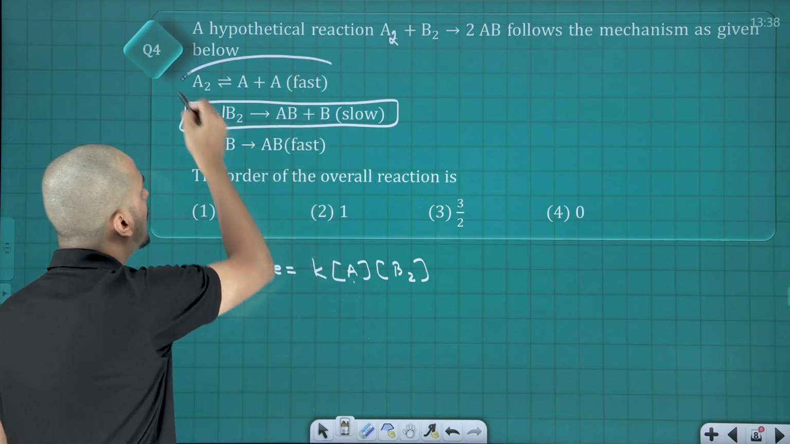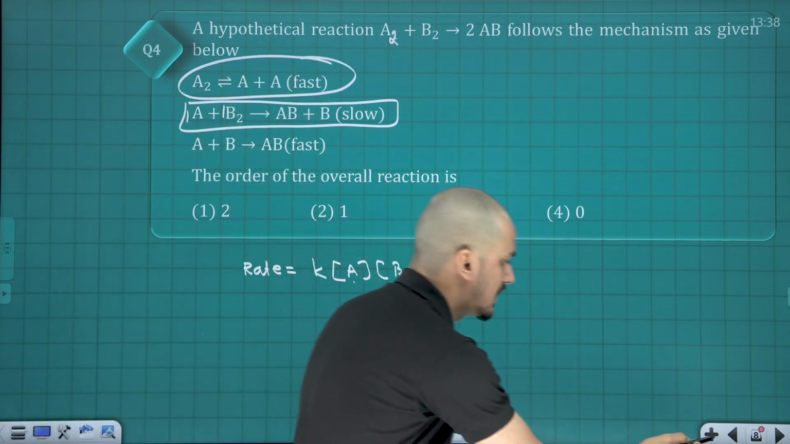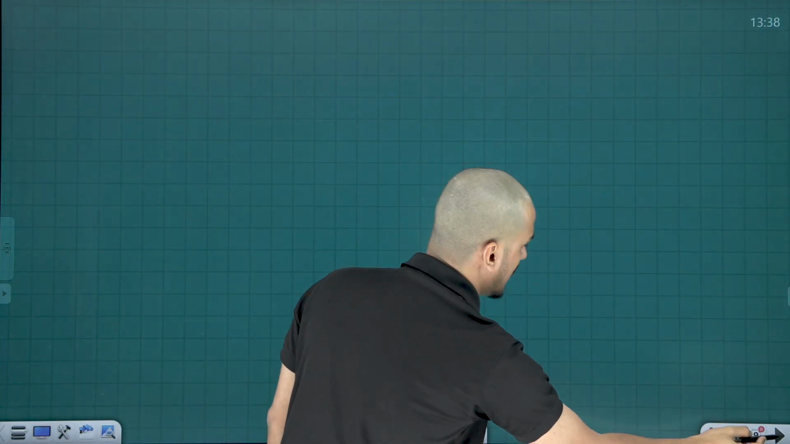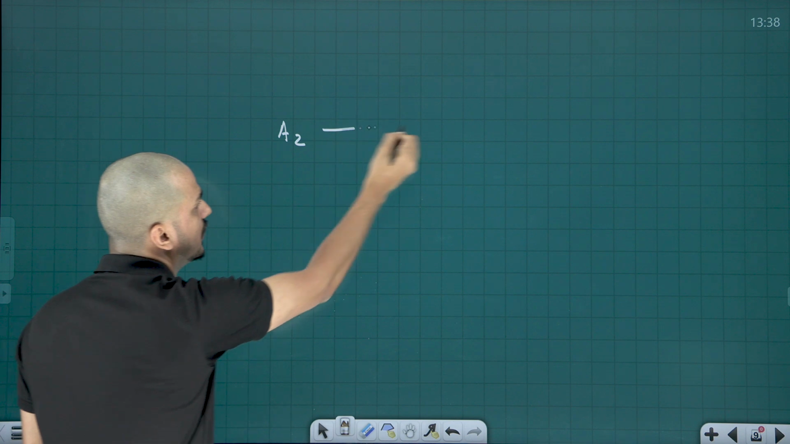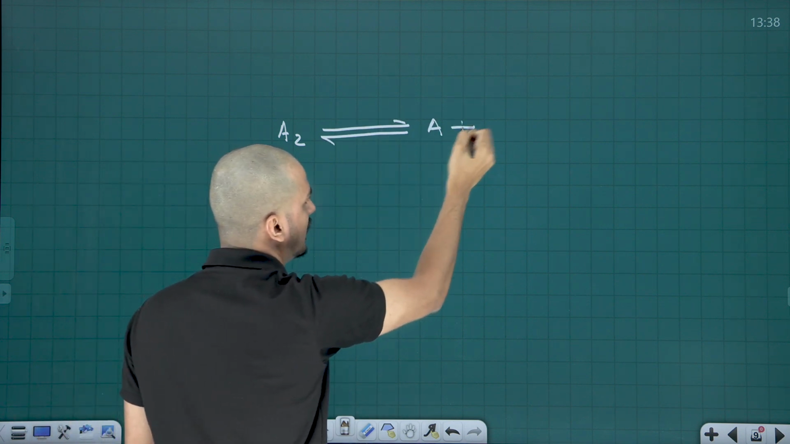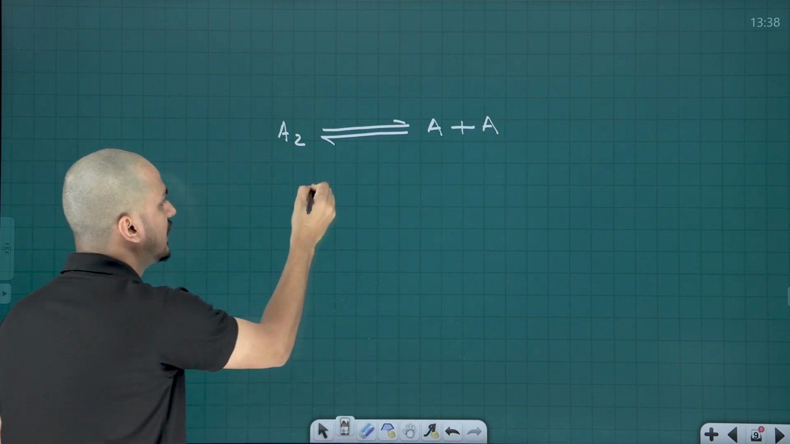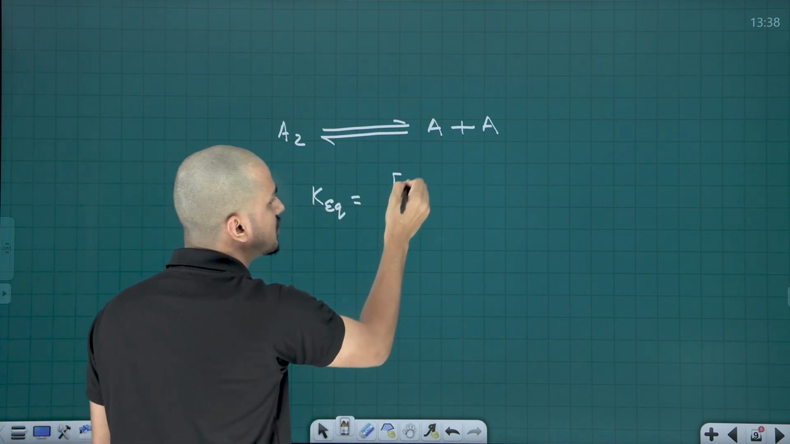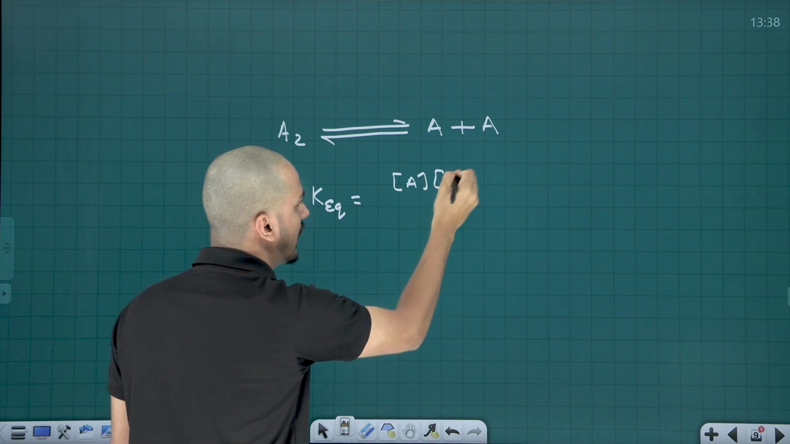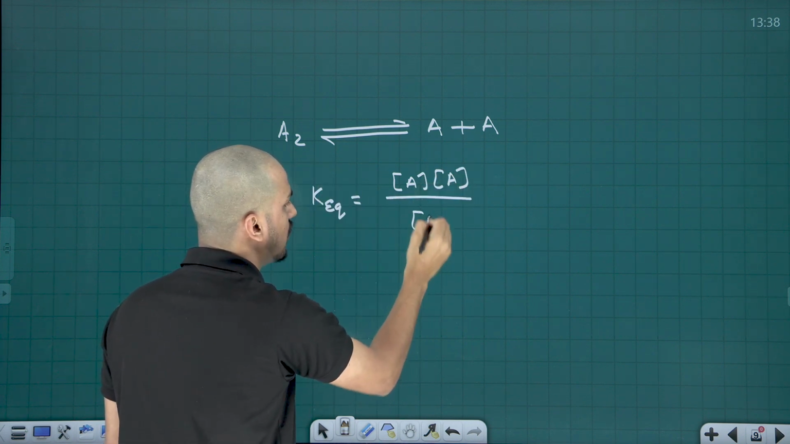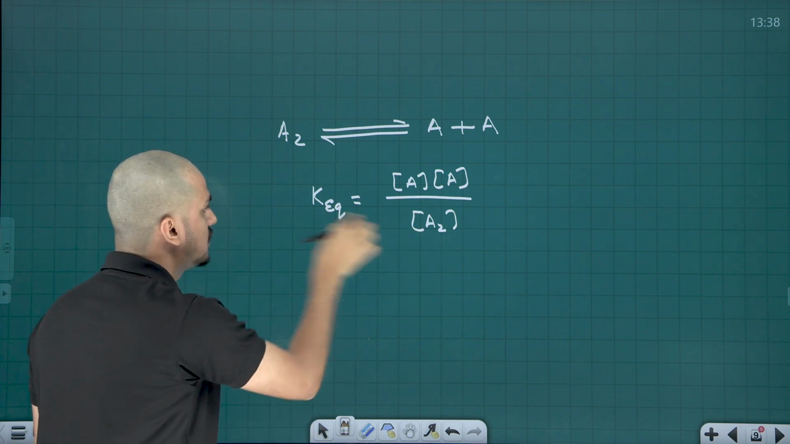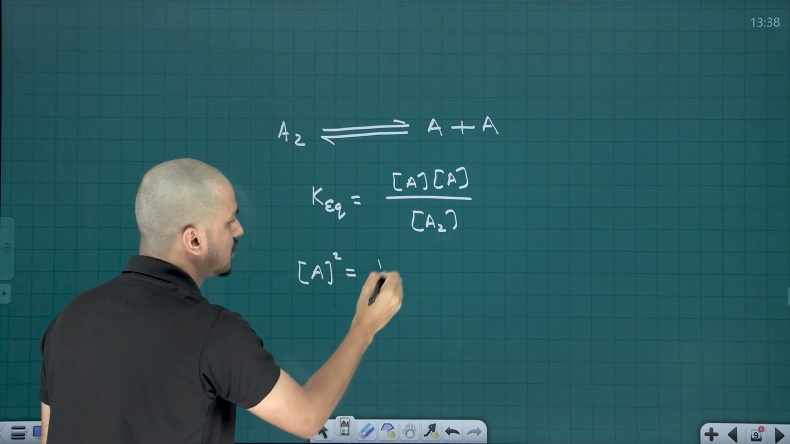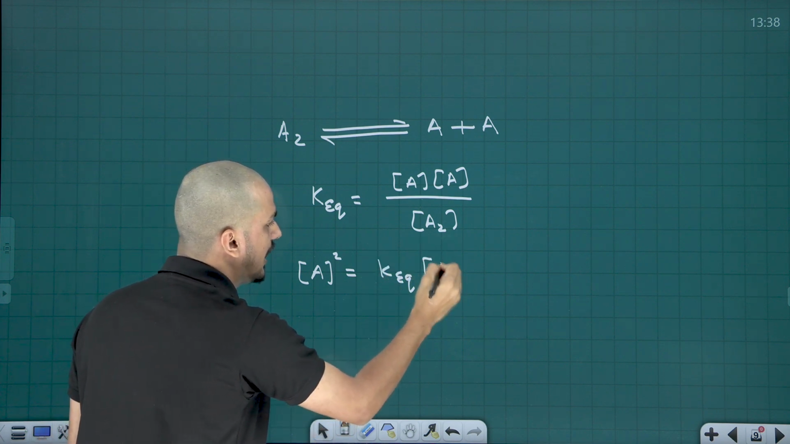For that, they will give an equilibrium reaction. What's the equilibrium reaction they gave? You can see the equilibrium reaction they gave is A2 reversibly gives A plus A. From that equilibrium constant, K equilibrium, what can I write? Concentration of A into concentration of A divided by concentration of A2. I can take this A2 to the left hand side. So this will be A into A, A square equal to K equilibrium into A2.